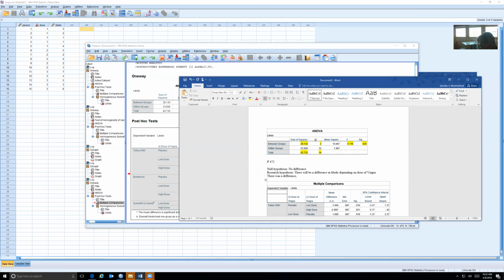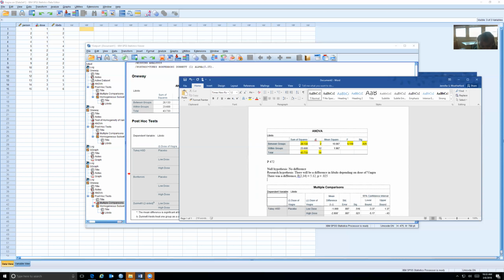And here we'll report F. Remember, we have to put both degrees of freedom. So 2, 14 equals, and it equals 5.12. And then we put P equals, and P equals 0.025. Make sure you go in and put italics on your F and on your P. Okay, so there's our ANOVA test. We say there was a difference.